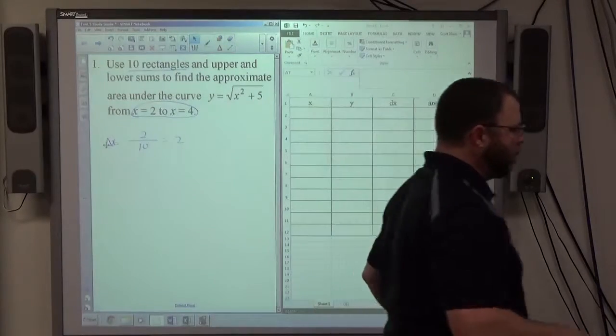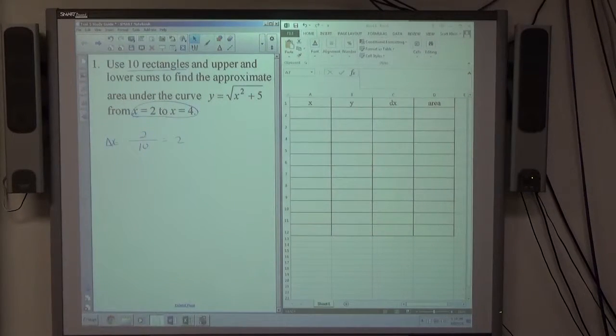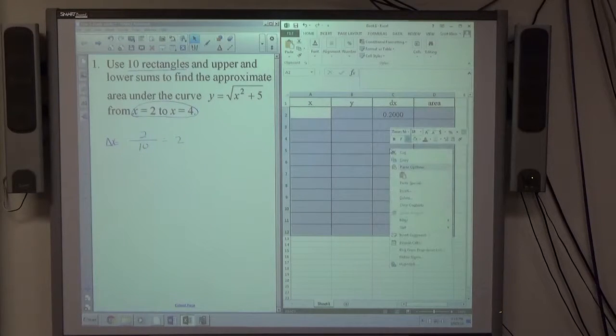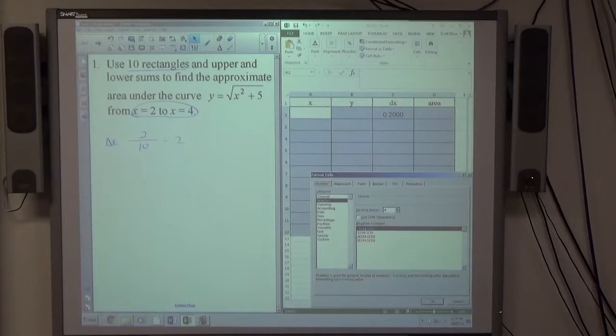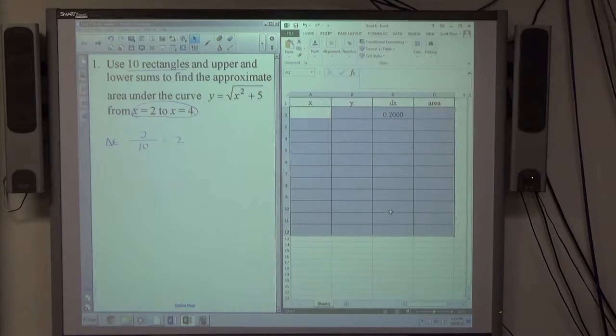So I'm going to go to my computer over here, and I'm going to enter for delta x 0.2. And I've already set all these columns up to go 4 decimal places. I did that by selecting the entire area here, right clicking in the selection area, going to Format Cells, choosing Number, and giving it 4 decimal places. I didn't specify in this problem how many decimal places to go, but 4 is a good place to go.